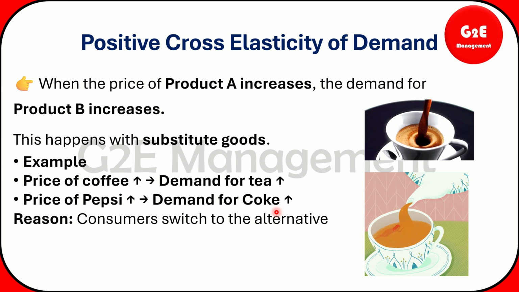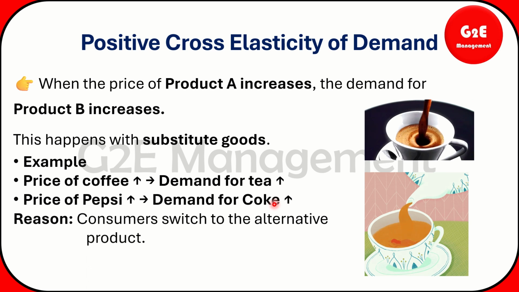Why does it increase? Because consumers switch to the alternative. For example, when one product's price increases, the general public will look for another product that is a substitute, one produced for the same purpose. That is what you will look for. So that is called positive cross elasticity.